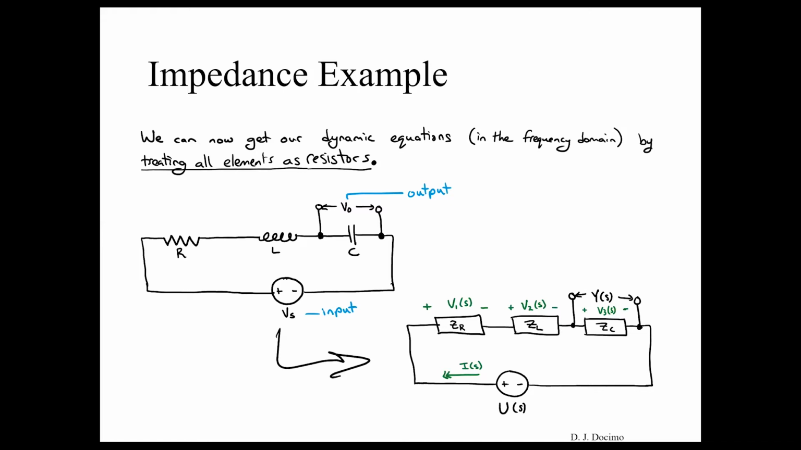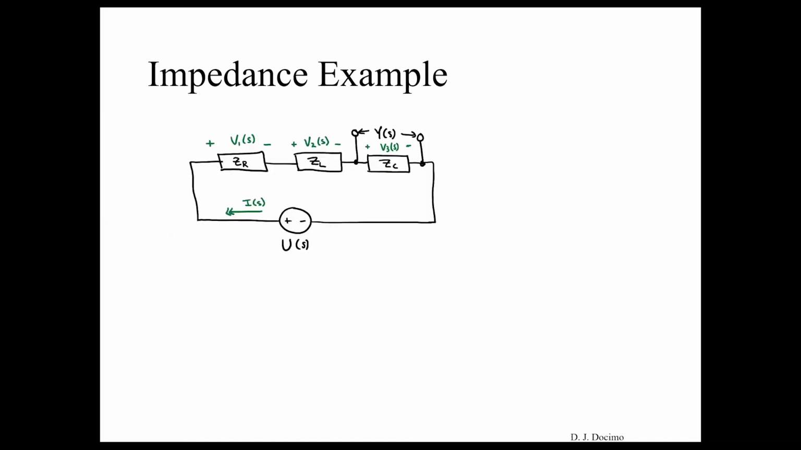And so what we're going to do is assign a convention to all these elements to figure out what direction their voltages are going in for V1, V2, and V3. And then we're also going to assign a convention for our current here. So let's take this model here and recall what our impedances are for these different elements. Z of R is R, Z of L is LS or SL, and Z of C is 1 over CS.